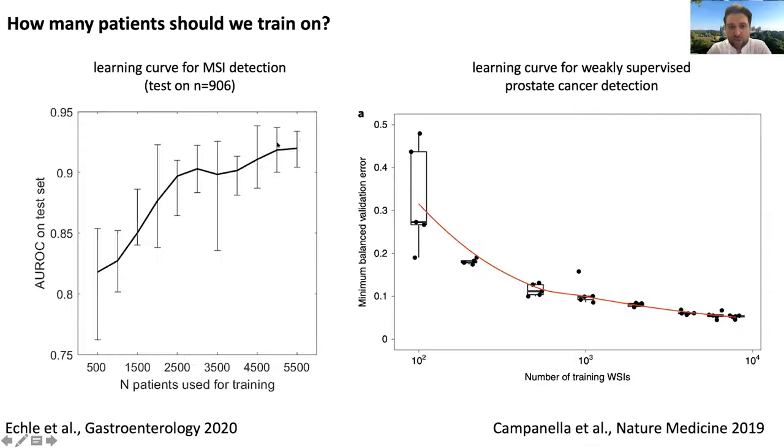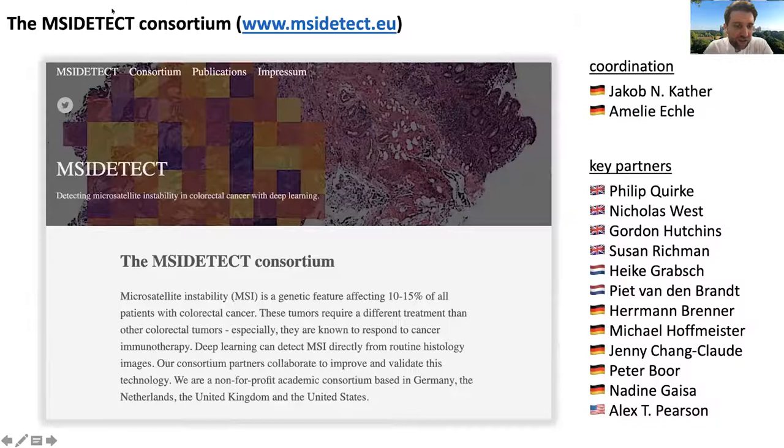And this is somehow compatible with this study by Campanella et al. from 2019, where they show that the classification error goes down if you increase the number of whole slide images you train on. How do we achieve this? How do we get so many samples to train on? Well, of course, the key is academic consortia, such as the PathLAKE consortium or other consortia, for example, our own MSI Detect consortium, in which we collected a few thousand cases of colorectal cancer to validate these computational pathology methods.